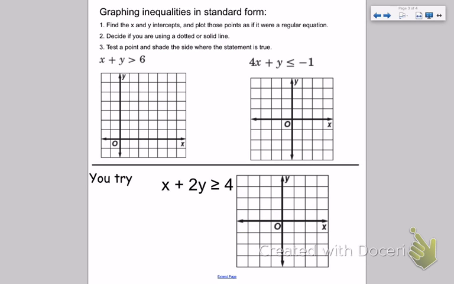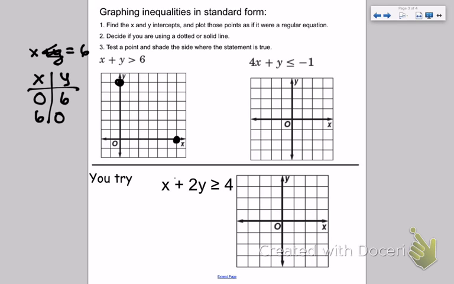This next slide is graphing inequalities in standard form. This is still the same way that we are going to do for the other ones, where we just change it to an equal sign. Normally when it's in standard form we use our intercept table, so we're still going to do the same thing here: 0 for x, 0 for y. When I plug in 0 for x, I get y is equal to 6. And when I plug in 0 for y, I get x is equal to 6. I have 2 points, 0, 6, and 6, 0.